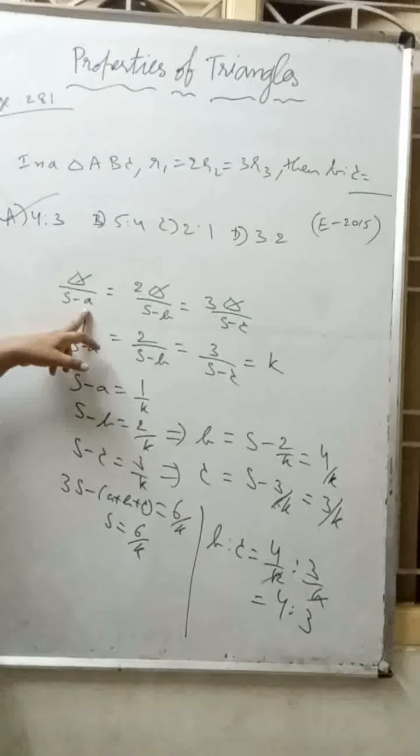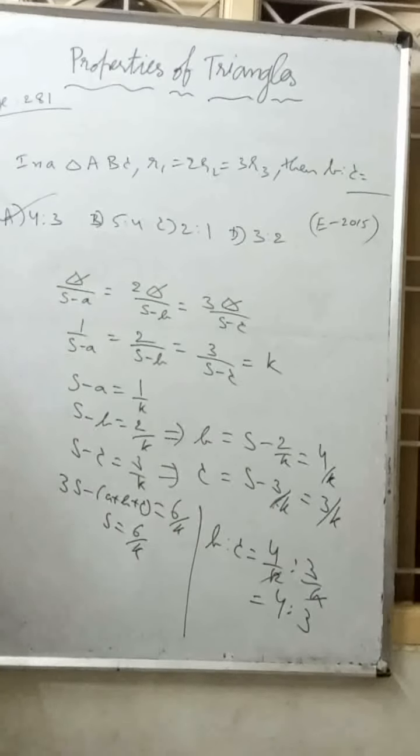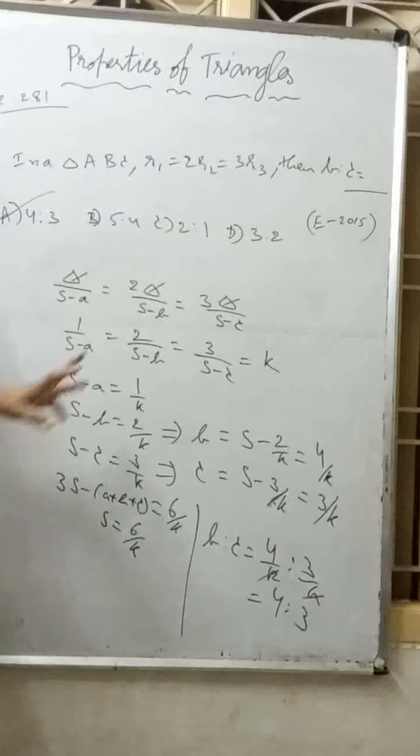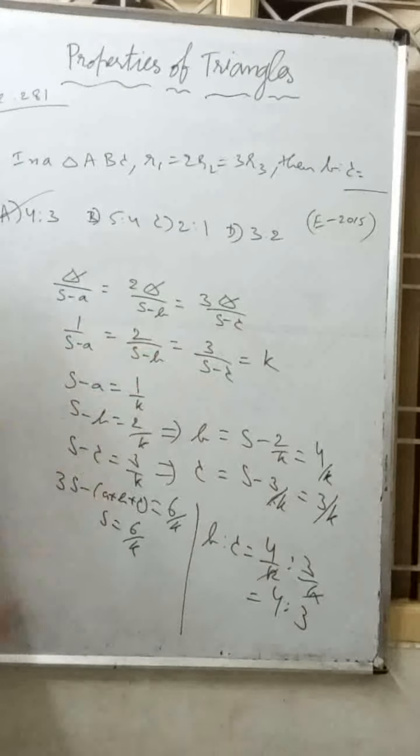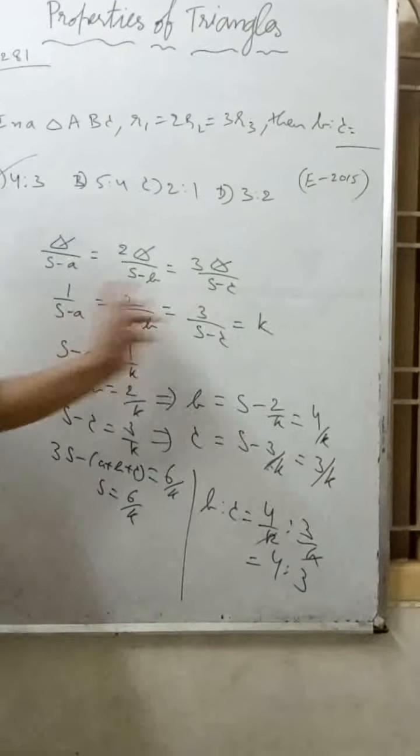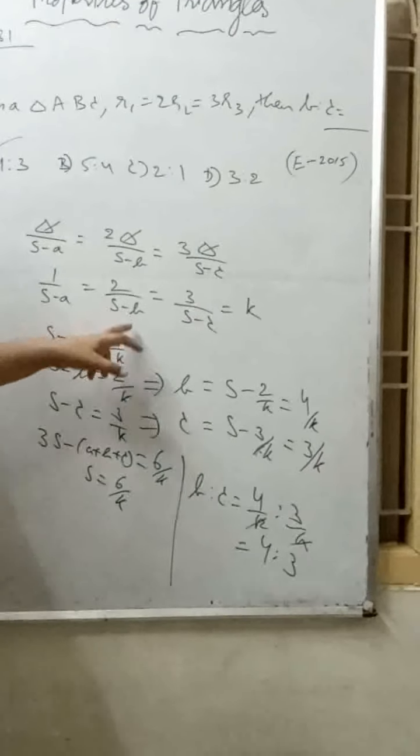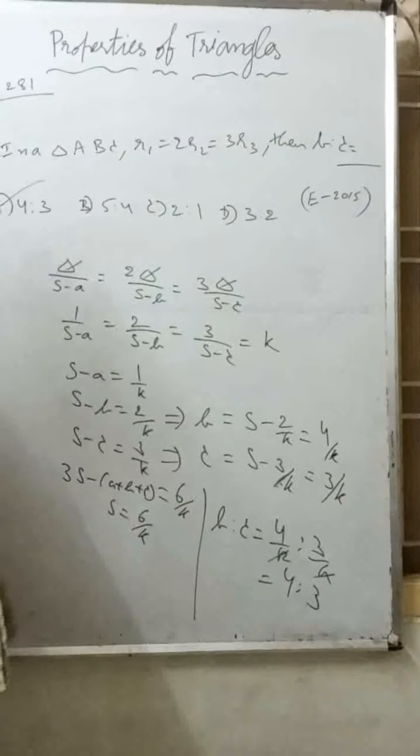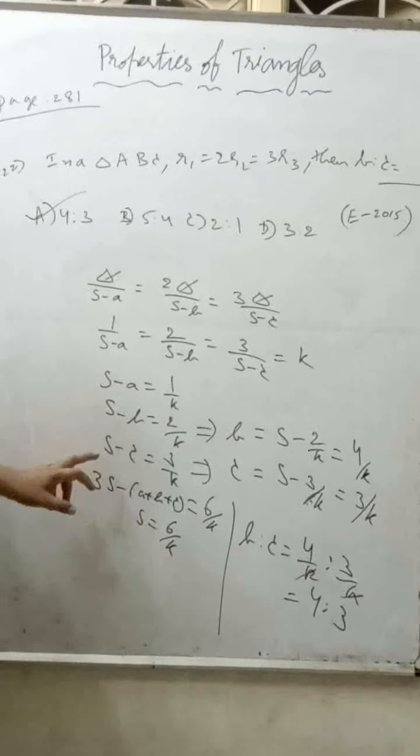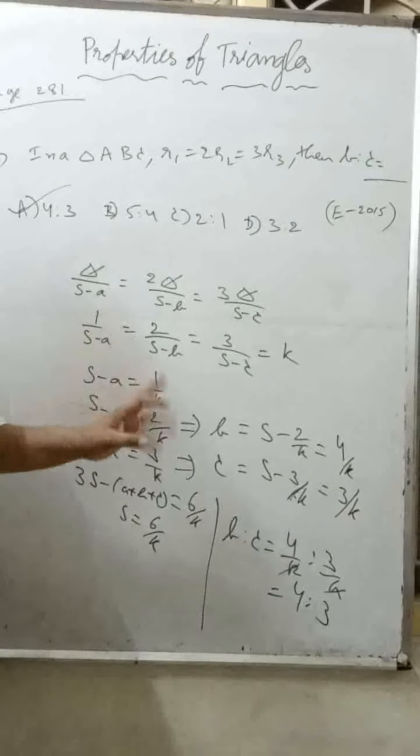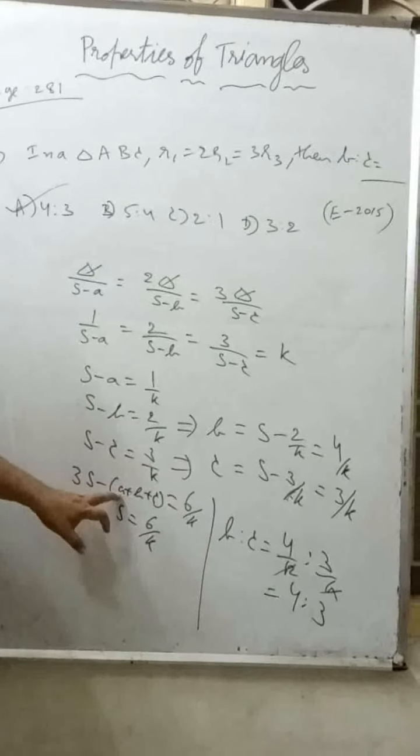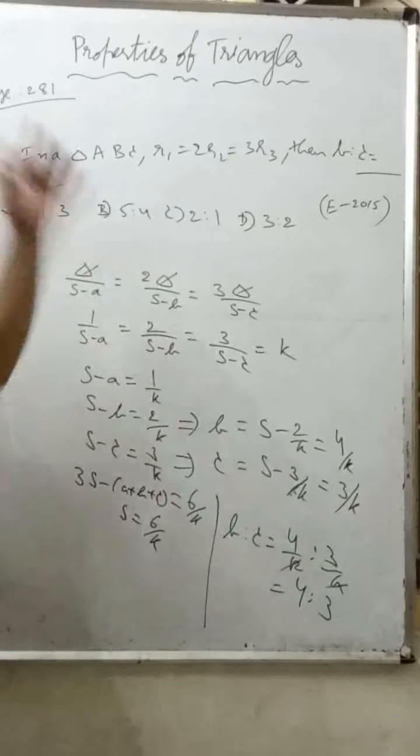R1 is delta by S minus A, R2 is delta by S minus B, R3 is delta by S minus C. Cancelling delta, I got 1 by S minus A equal to 2 by S minus B equal to 3 by S minus C. Yes, all the three are equal. I am assuming equal to some k. So S minus A equal to 1 by k, S minus B equal to 2 by k, S minus C equal to 3 by k. Adding all the three, 3s minus of A plus B plus C equal to 6 by k. A plus B plus C is 2s, so 3s minus 2s becomes S equal to 6 by k.